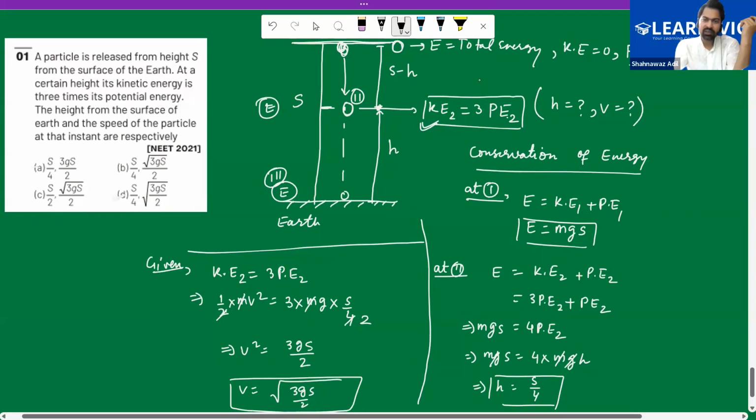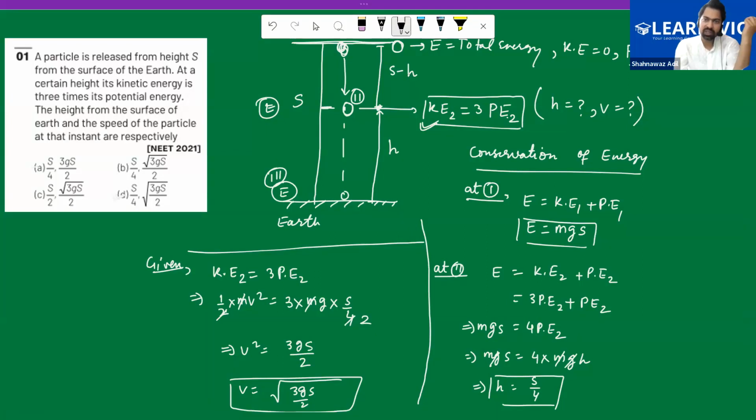Is it clear? If it is clear, please note this thing down. Please note it down, and then we'll talk about the next question. We have to finish this one quickly, and then I'll start electric charge. So just quickly solve this one.